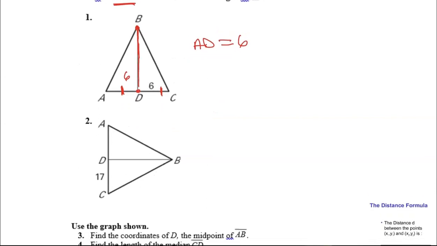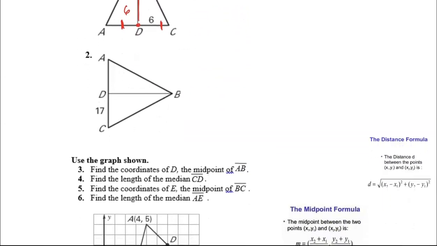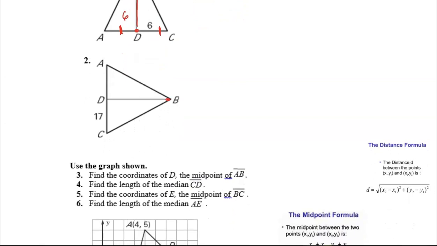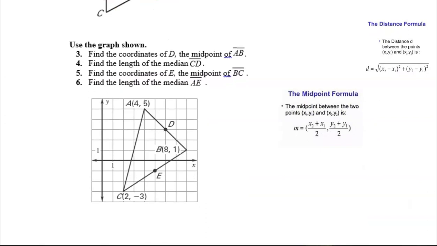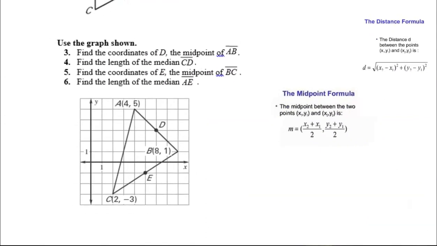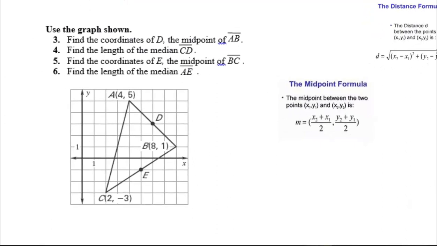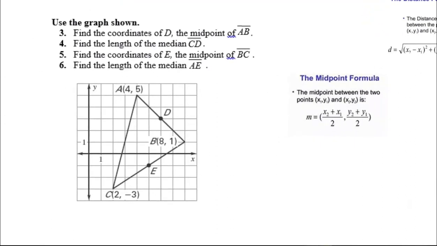Okay, they want you to find, BD is still the median. If BD is the median, remember it comes out of the vertex and it goes across and cuts the opposite side in half, then AD has to be 17. Okay, so let's figure this stuff out. Oh look, we're going to use some of these formulas that we've used previously. Find the coordinate of D, which is the midpoint of AB.